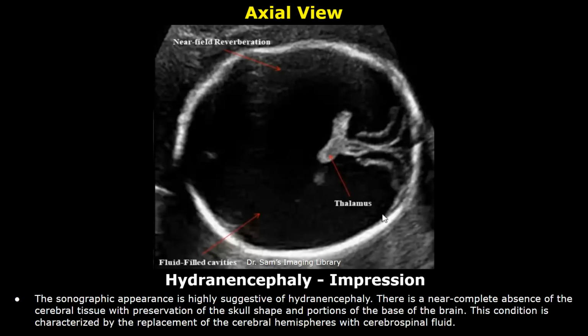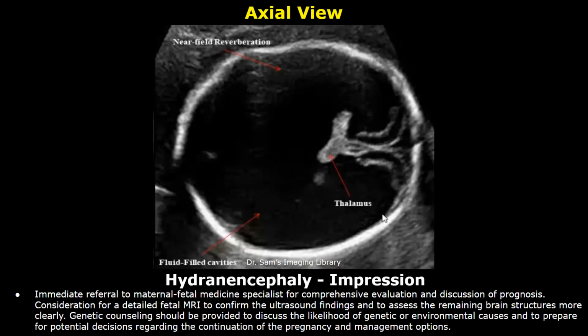This is the impression. The sonographic appearance is highly suggestive of Hydranencephaly. There is a near complete absence of the cerebral tissue with preservation of the skull shape and portions of the base of the brain. This condition is characterized by the replacement of the cerebral hemispheres with cerebrospinal fluid.